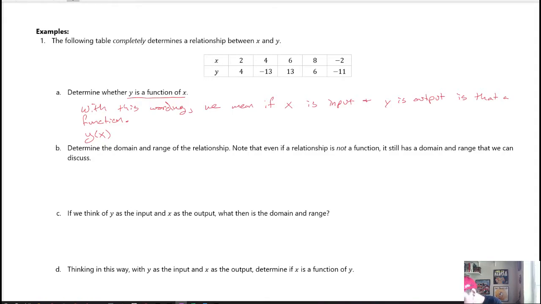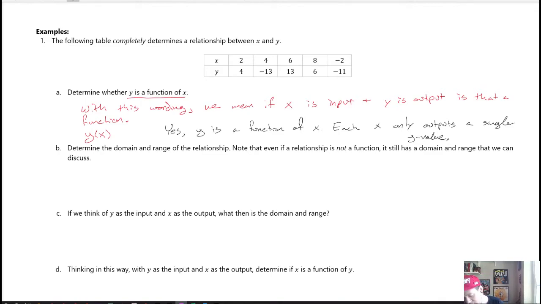I'm sorry. So for this, we can say, okay, if we think of x as the inputs and y as the outputs, yes, y is a function of x. Each x only outputs a single y value. All right, cool.